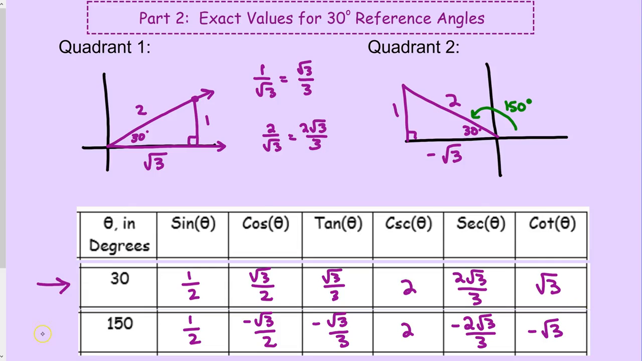So notice that if you compare the first row of numbers and the second row of numbers, the only thing that has changed is some of them are now negative. And remember, all students take calculus. That was all positive, sine positive, tangent positive, and cosine positive. So here we are in quadrant 2 where sine is positive. So notice that we got a positive value here. And then also the reciprocal of sine is positive and everything else is negative.